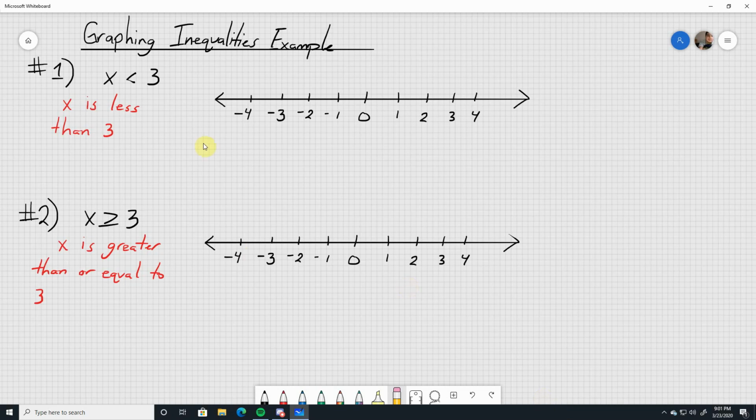Okay, number one. You have an X, you have a 3, and you have that symbol right there. The way you read that symbol is what it is in red. That means X is less than 3. So you read this as, again, X is less than 3. And what you do with these is just graph this inequality. What does this mean in terms of a number line?